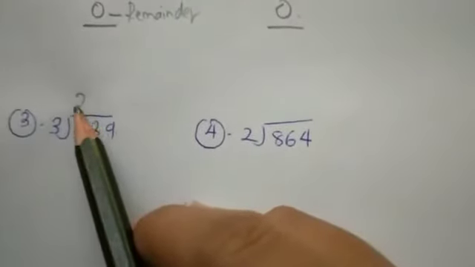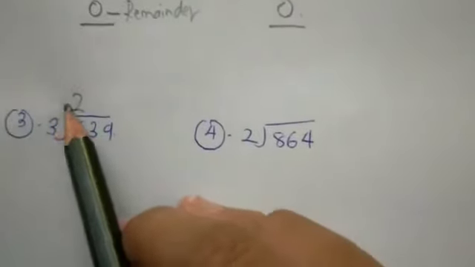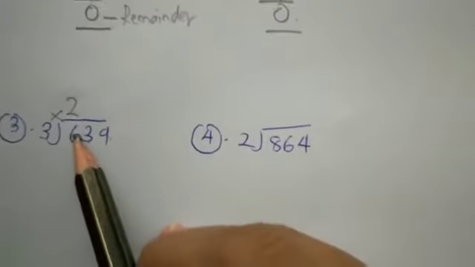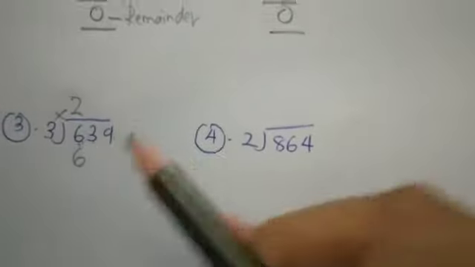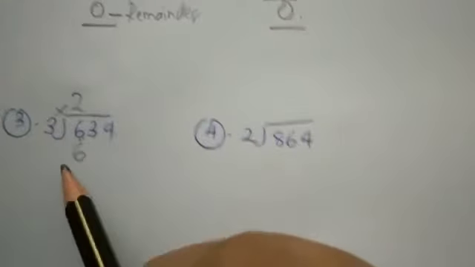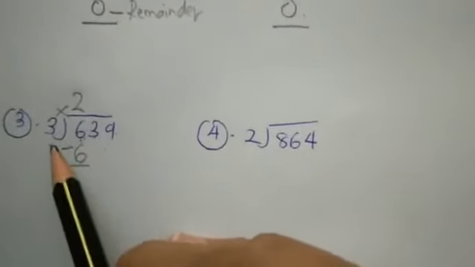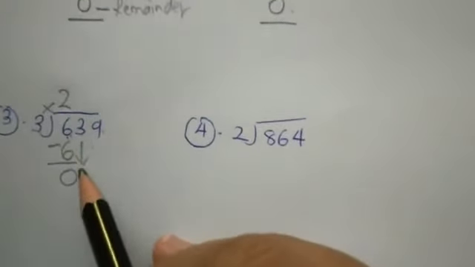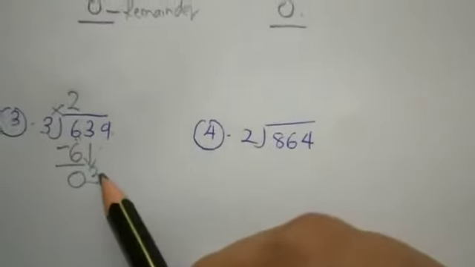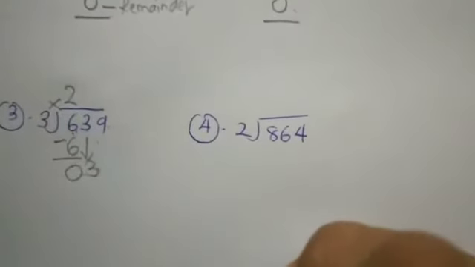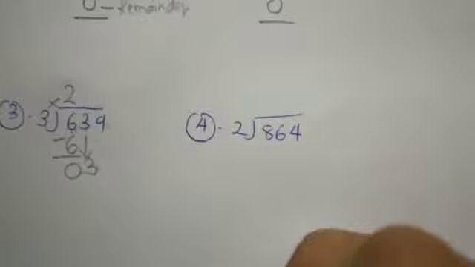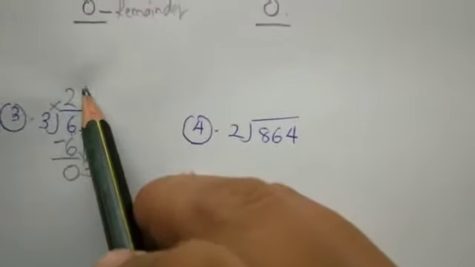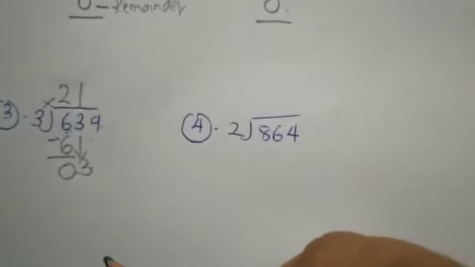So 2. And then you multiply back. 2 multiplied by 3, the answer is 6. Put it under this 6. Then you subtract. 6 minus 6, the answer is 0. Then you bring down this 3. 3 divided by 3, the answer is 1. Where do you put 1? On top of this 3. Make sure you align your answer correctly.